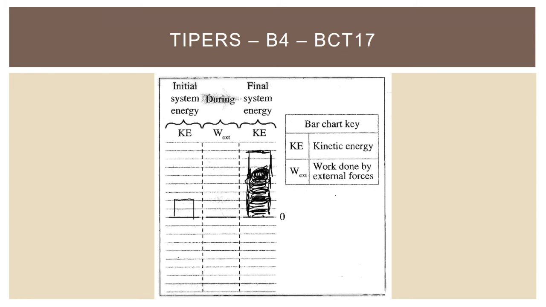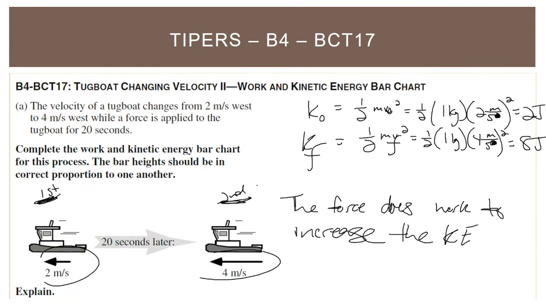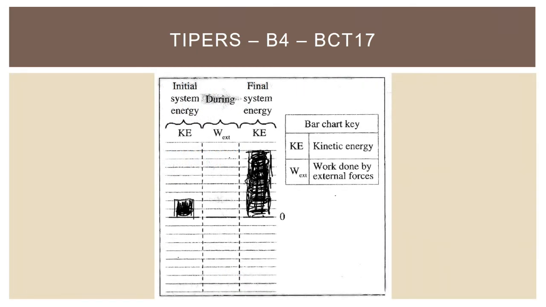So notice here, if you didn't have the exact same heights as me, that's fine. The only difference, of course, is that your final energy should be shown as being 4 times higher than your initial energy. So if you made this one 4 tick marks high and this one 1 tick mark high, that's fine. Now, of course, we need to fill in the external work with the difference. And of course, if we started off with 2 joules and we ended up with 8 joules, then the difference is going to be 6 joules.